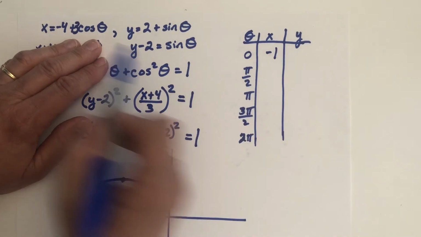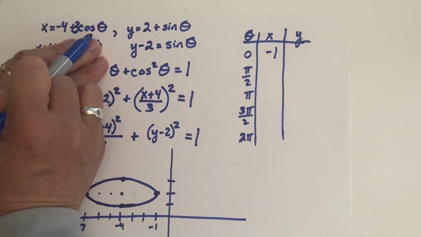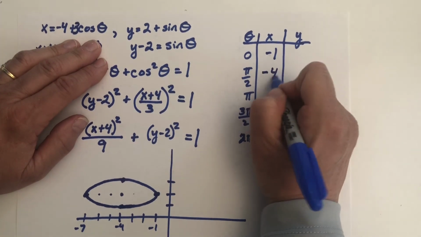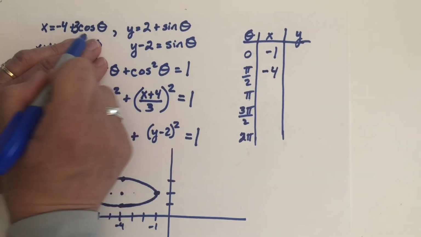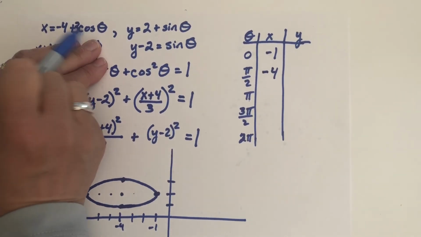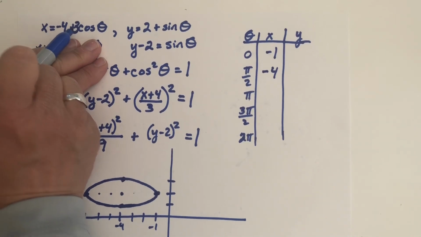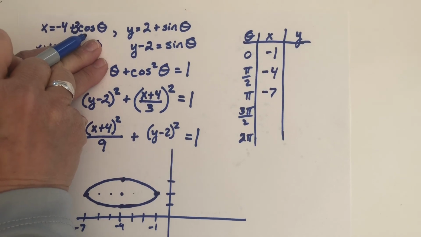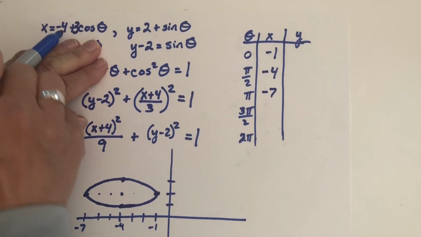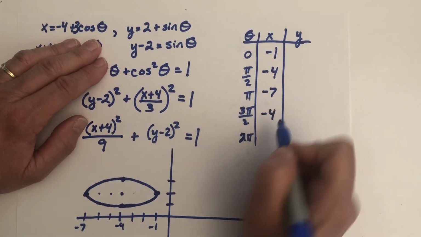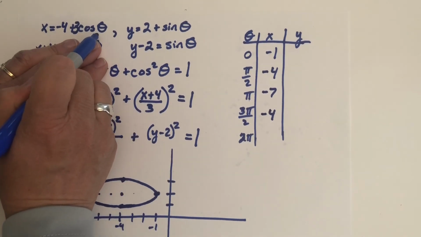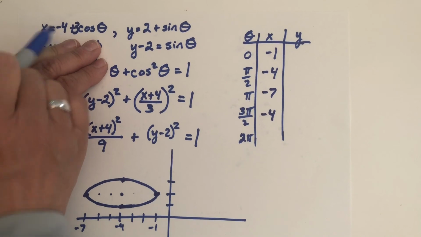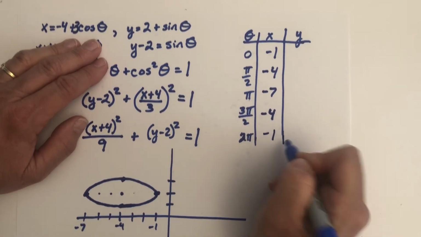Let's put in pi over 2. We know the cosine of pi over 2 is 0. So it makes it -4 plus 0. Pop in pi. We know cosine of pi is -1. So we have a -4 minus 3. That's -7. 3 pi over 2. Cosine of 3 pi over 2 is 0. -4 plus 0 is -4. And then we're at 2 pi. Again, cosine is equal to 1 at 2 pi. So we have -4 plus 3, which is -1.